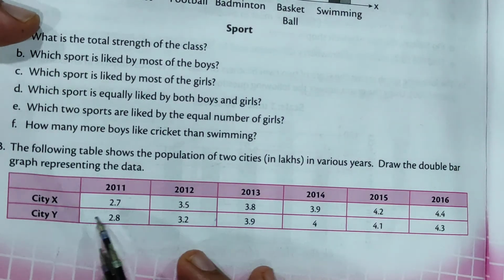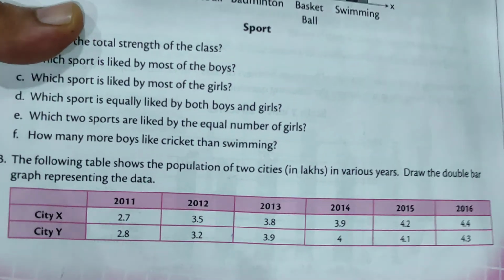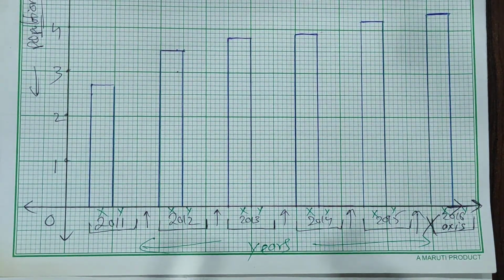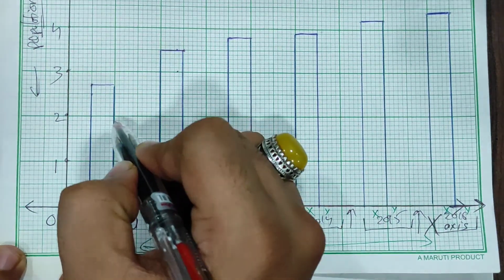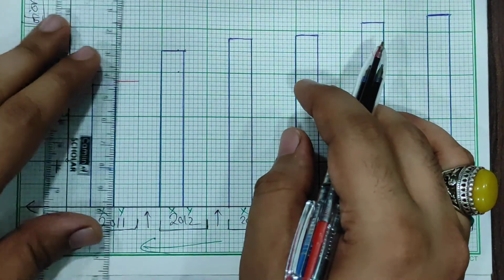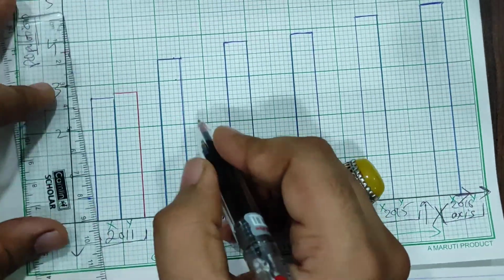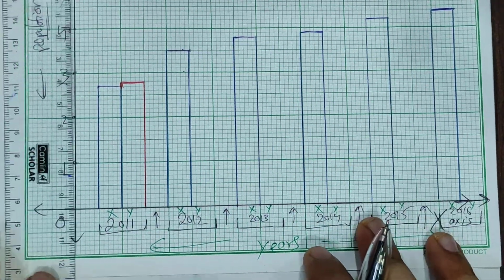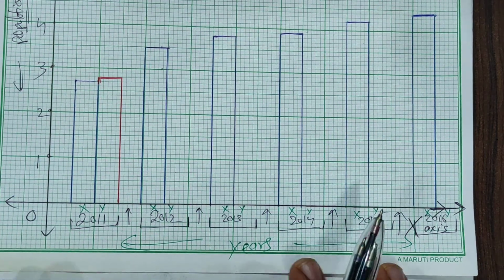City Y is the next one. In 2011 it's 2.8. Let me do just one for you all. 2.8 for 2011, city Y. So 2011 is here. City Y, it's 2.8. With the red color pen I'll do 2.8, which means 8 lines up. So it's basically 2 lines less than 3. Please start doing it. This is the blank. Here it will come for city Y, blank, and so on. Please pause the video and do it fast, all of you.